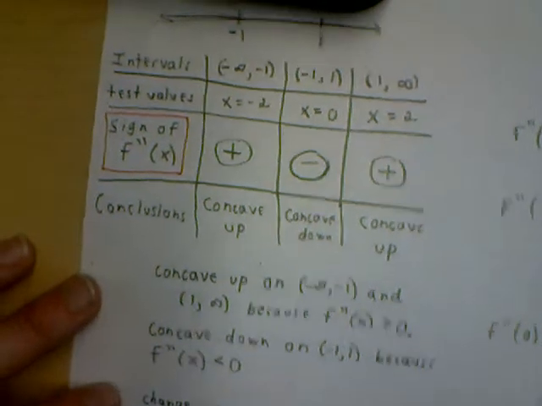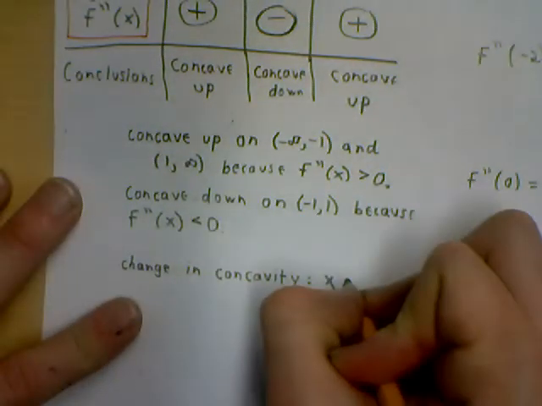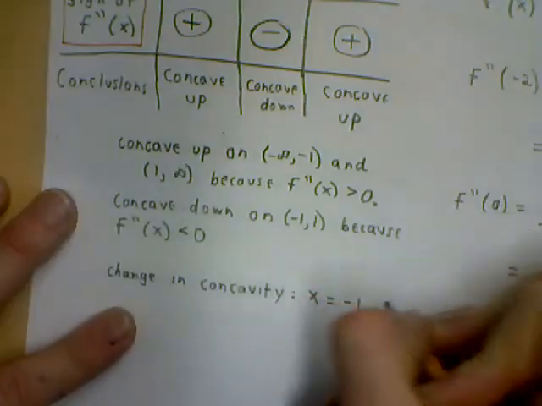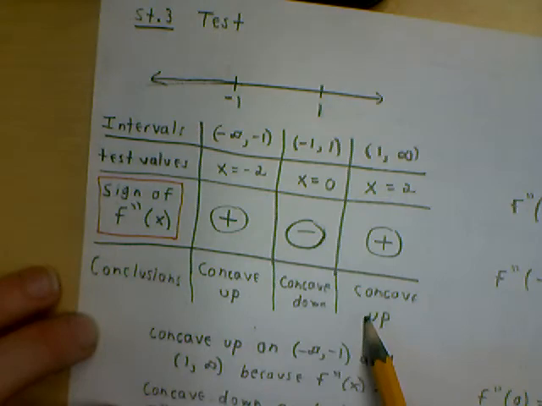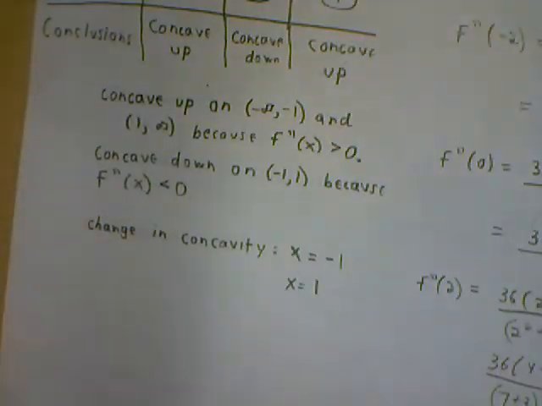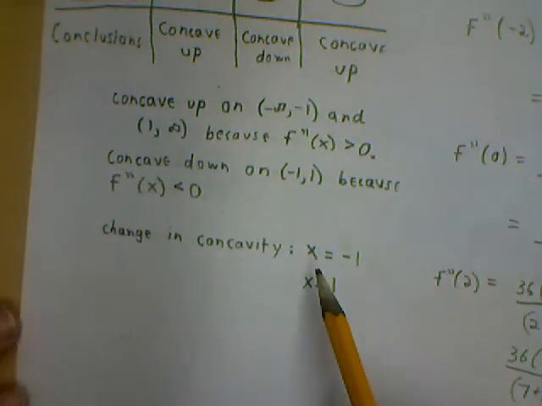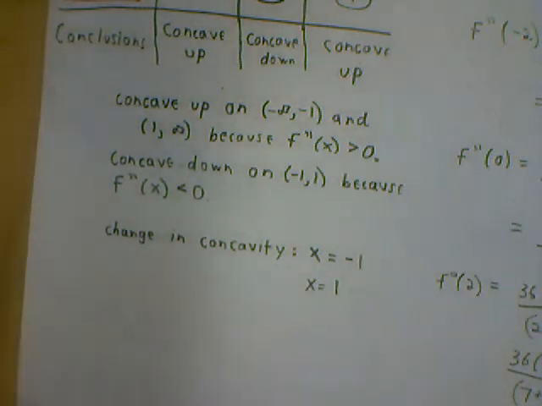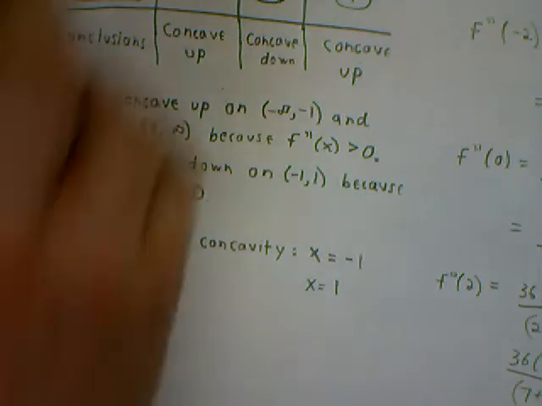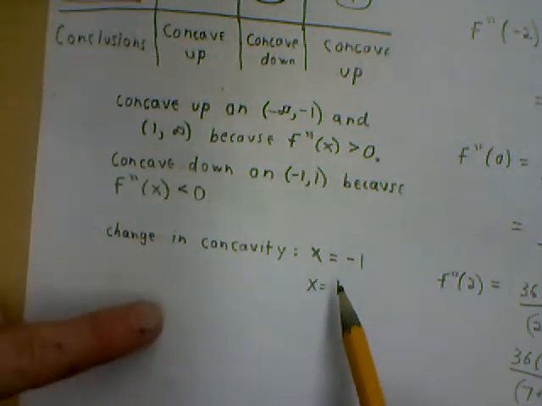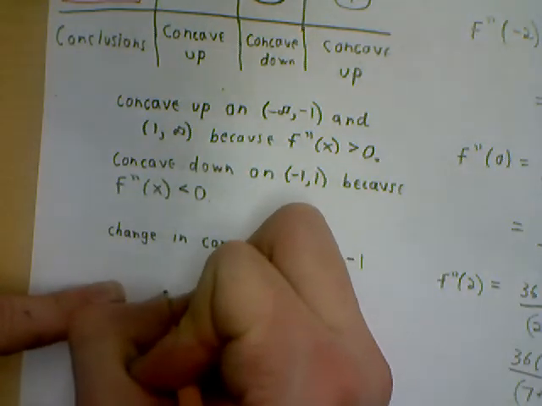At x equals negative 1. And it goes from concave down to concave up at x equals 1. But a point of inflection means you have the x and the y. So what I'm going to do from here is plug in the negative 1 and 1 to the original function. I need an ordered pair.